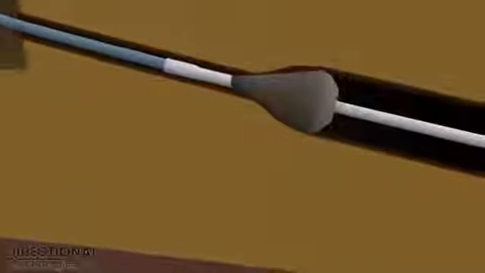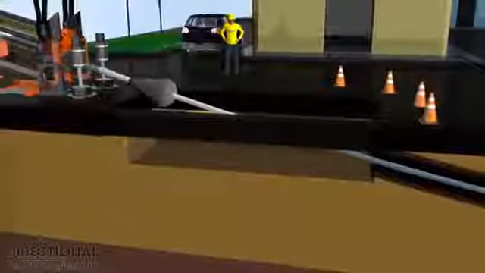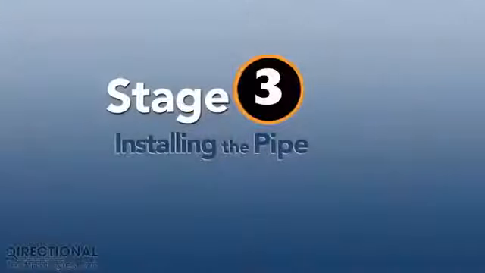As depicted in this video, and as with most directional drilling projects, very little of the normal city activities were interrupted during the conduit installation. After the bore path is enlarged, the conduit is simply pulled into place by the directional drill rig.